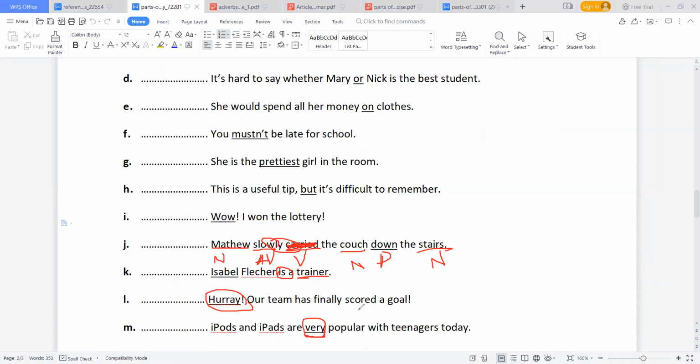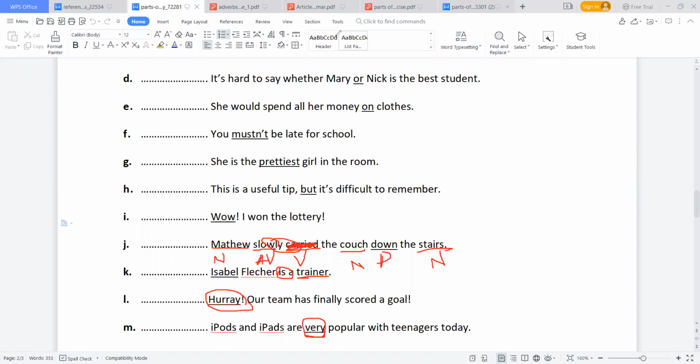Sure. Adverb. Yes, ma'am, it's adjective. Very is an adjective word. Perfect. So very is an adjective. Okay, clear to everyone? Yes, ma'am.